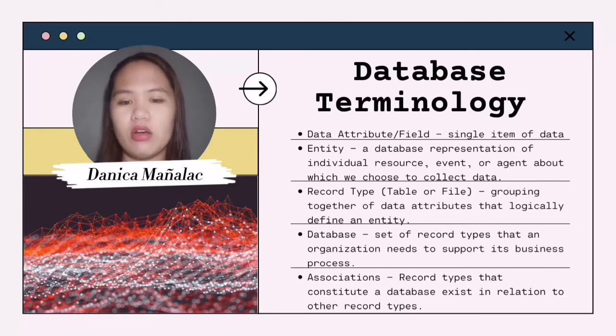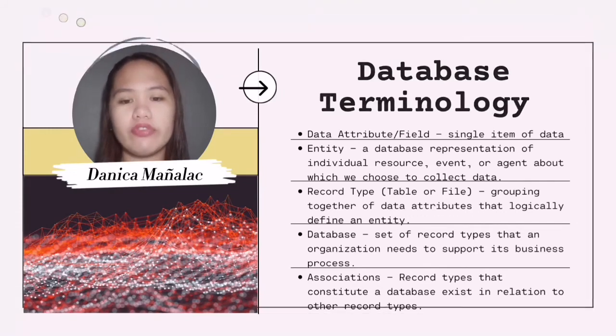Database is a set of record types that an organization needs to support its business process. Association is how the record types that constitute a database exist in relation to other record types. There are three basic associations: one-to-one association, one-to-many association, and many-to-many association.